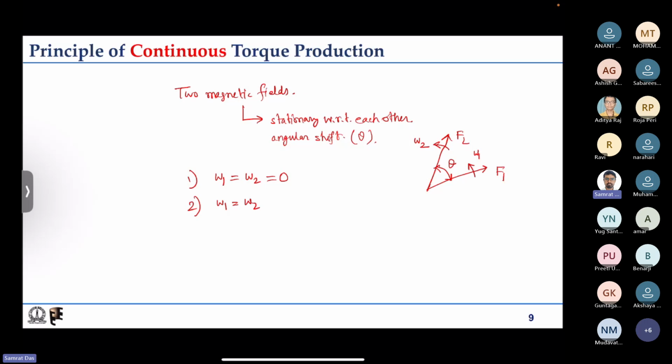So if at time equal to 0 there is some angular shift between the two, because both are rotating at the same speed, even at time equal to t1, say F1 comes here, then F2 will be here, right? So the same angular displacement will be maintained. So this is the second necessity, or the second possibility, of having continuous torque production from this basic idea.